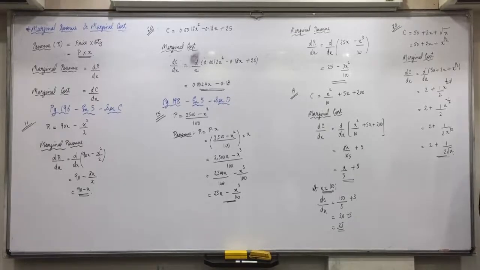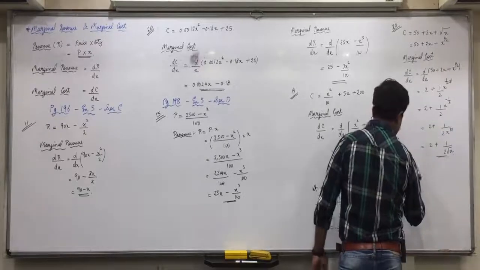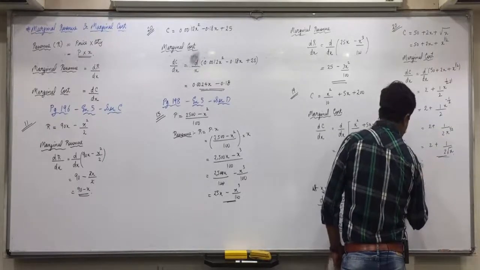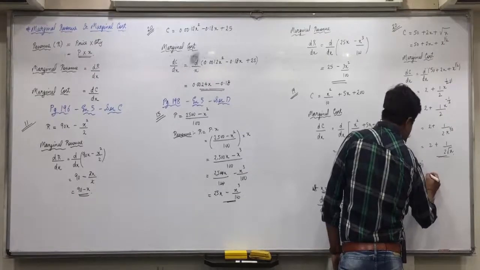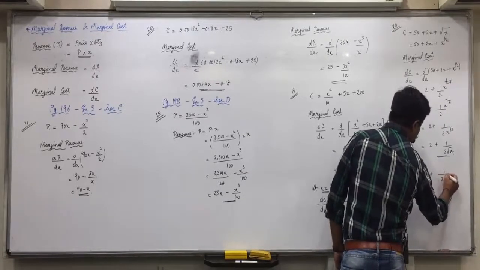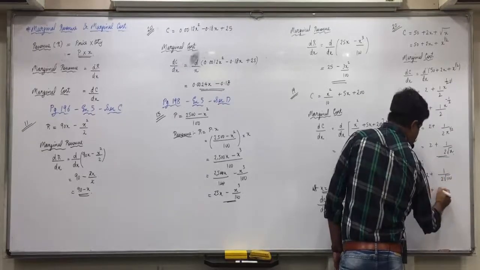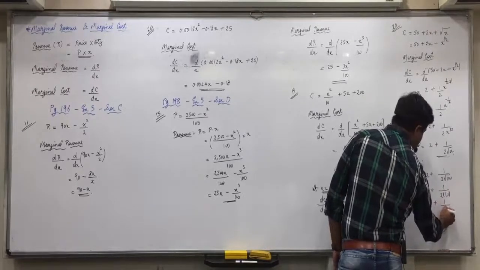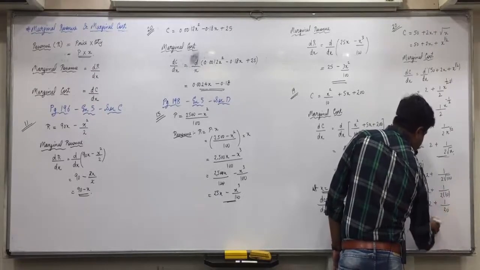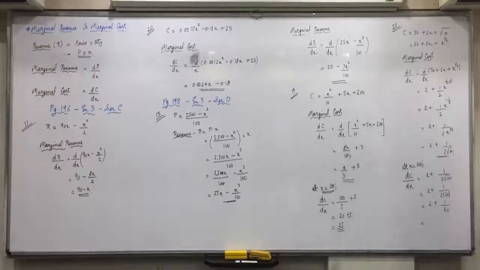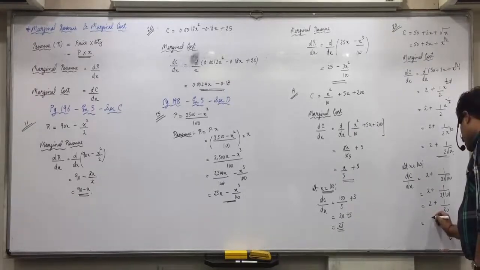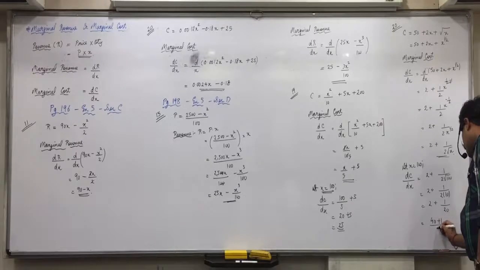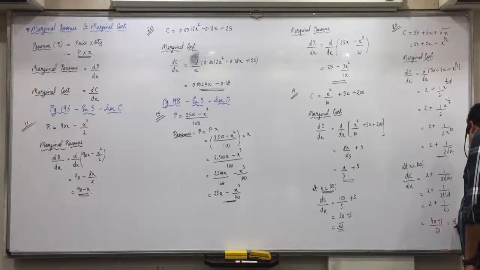And we will again put x as 100. So at x equals to 100, dc by dx is equal to 2 plus 1 upon 2 into root of 100. 2 plus 1 upon 2 into 10. Square root of 100 is 10. 2 into 10 is 20. Valerie, further. 20 into 2, 40 plus 1 upon 20. So 41 upon 20, 2.05. Yes.